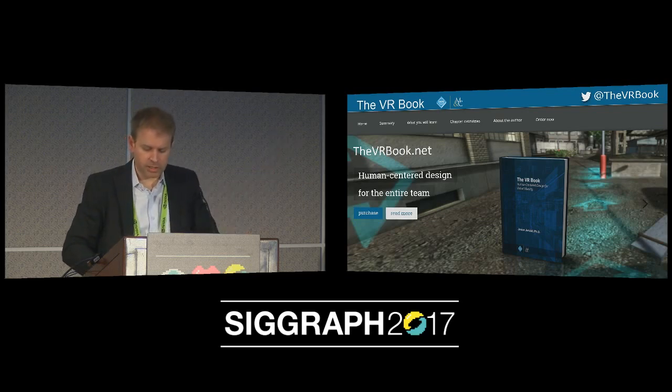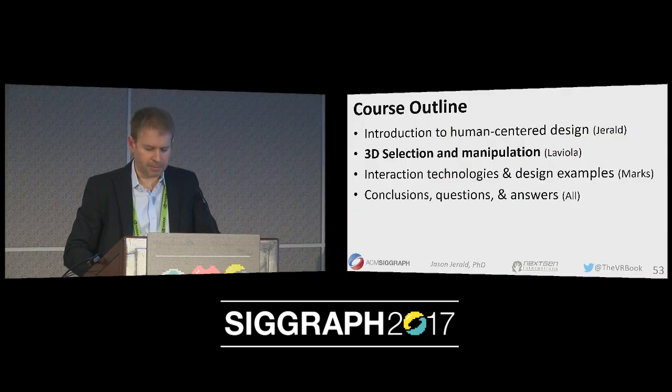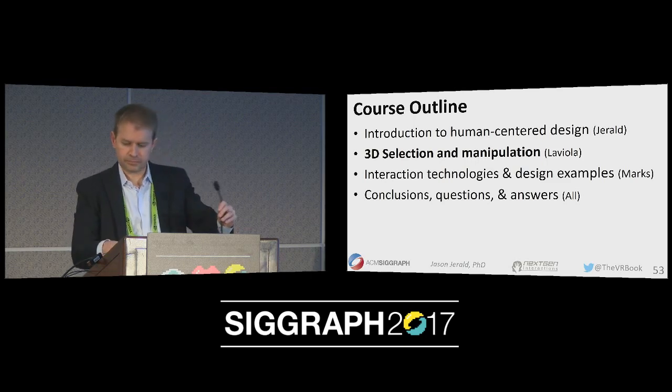600 pages of VR goodness here, lots of theory and application, but also applicable guidelines, over 600 guidelines here, and a whole lot of references if you want to go back and look at the original papers and such. Okay, with that, we'll have Joe come up and talk about selection and manipulation.